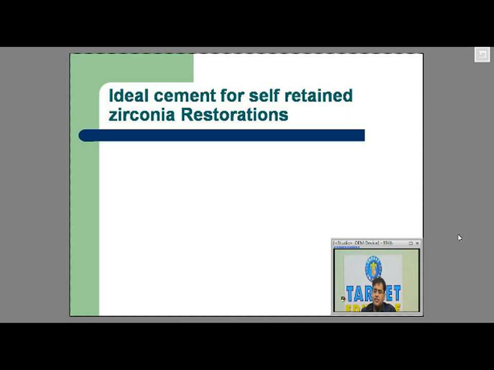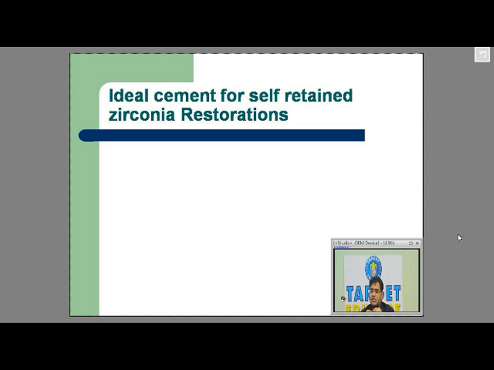Next question is ideal cement for self-retained zirconia restorations. Since zirconia is a strong material, it does not need strength from the tooth structure, unlike the Emax based or lithium disilicate based ceramics. So for lithium disilicate based ceramics, you need a bonded restoration. That is why resin cements are indicated. While for zirconia restoration, resin cement is not a must.